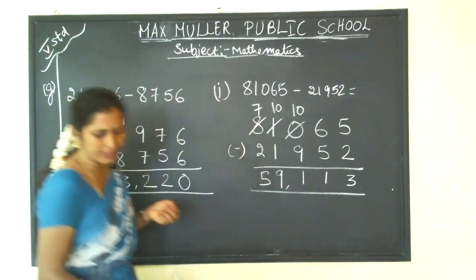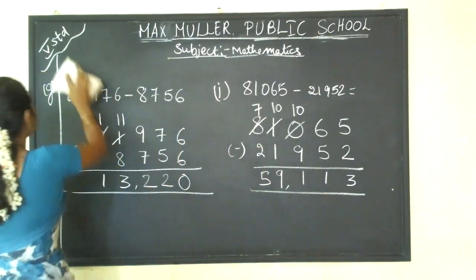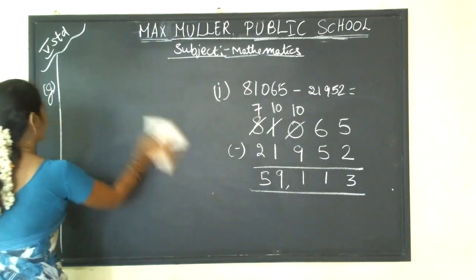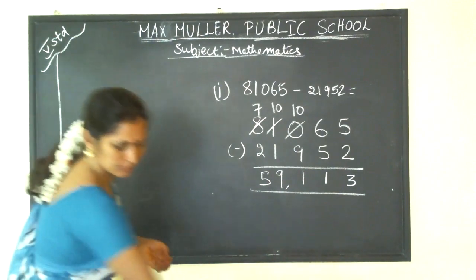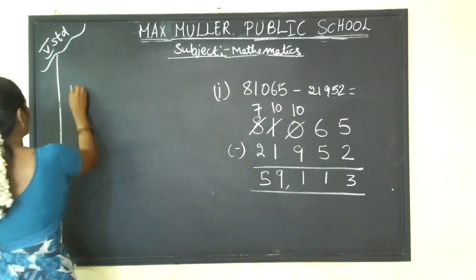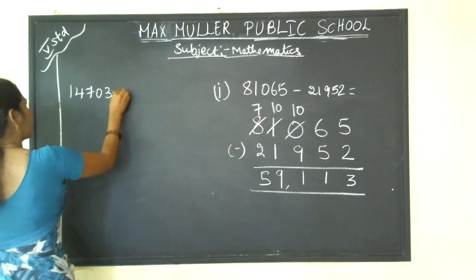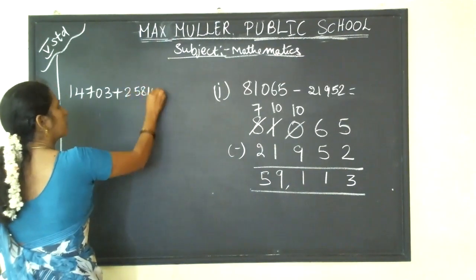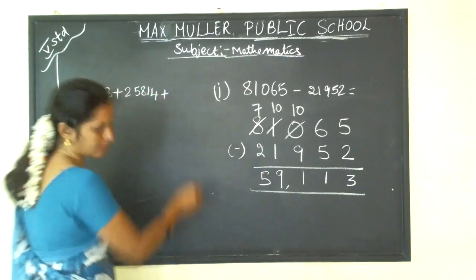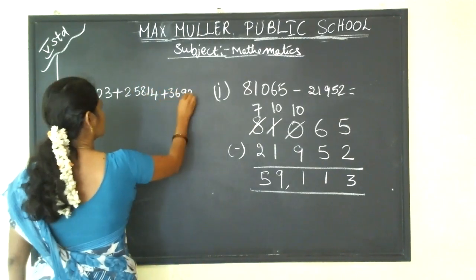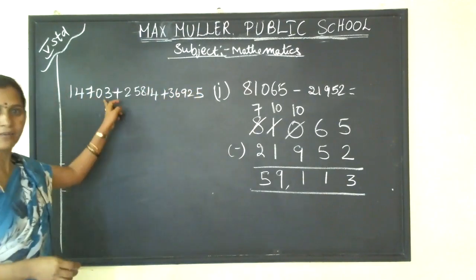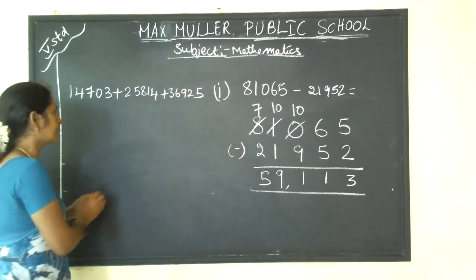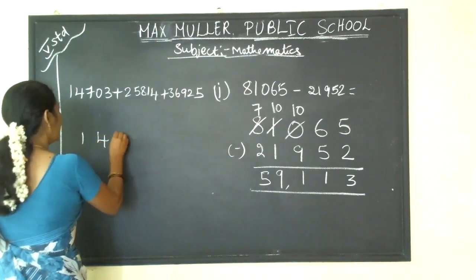Next, we are going for the next sum J. J1, 14703 plus 25814 plus 36925. So, you have given three columns here. So, these three columns also according to the place value, you have to arrange the digits and then only you have to add the sum.